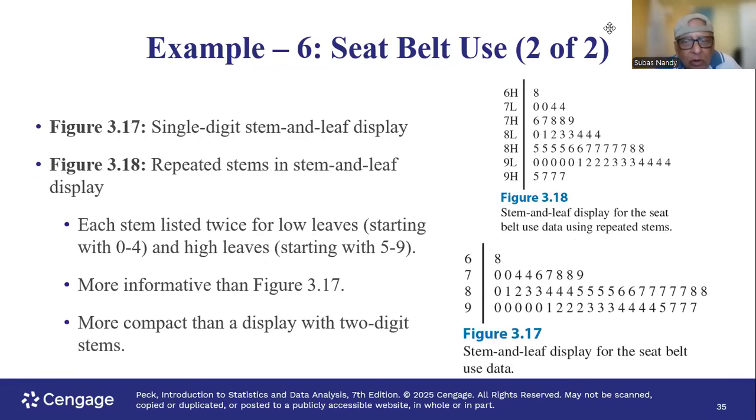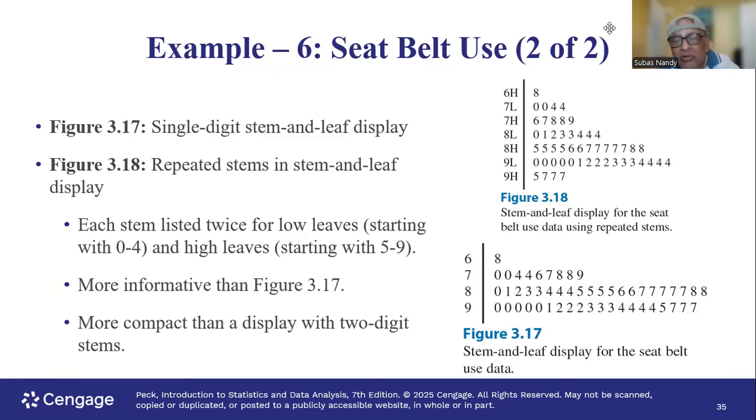So if you look at the bottom, figure 3.17 on the right, a stem of 6 means the first number is 68. And then you look at the 9 stem and see so many leaves in that stem of 9. Figure 3.17 looks very crowded because in the 7, 8 and 9 stems there are too many leaves. So what do you do? How do you get rid of the crowding? You divide each stem into lows and highs.